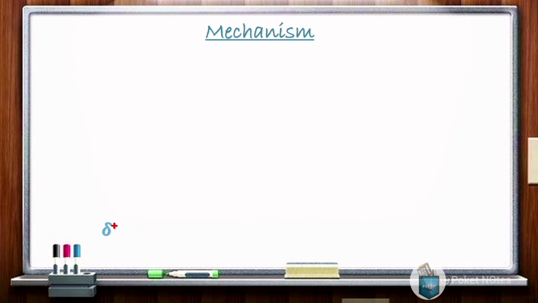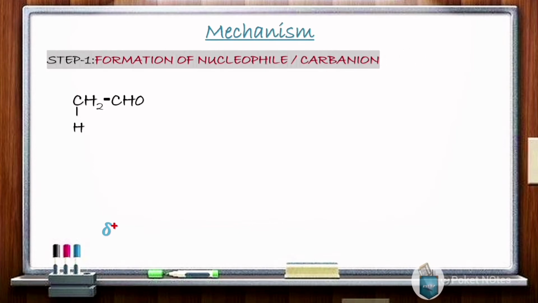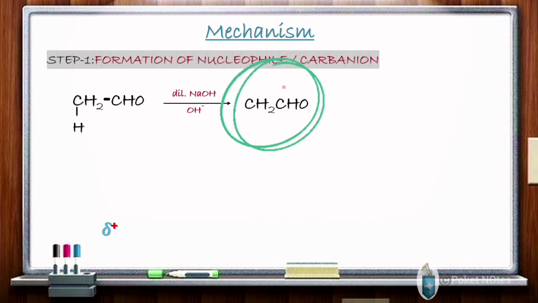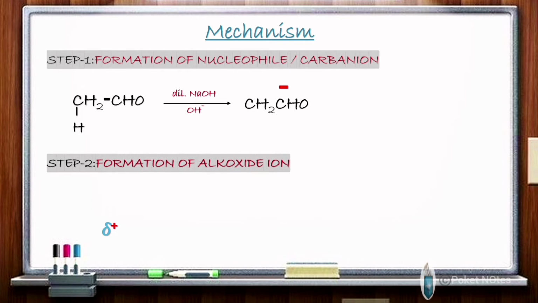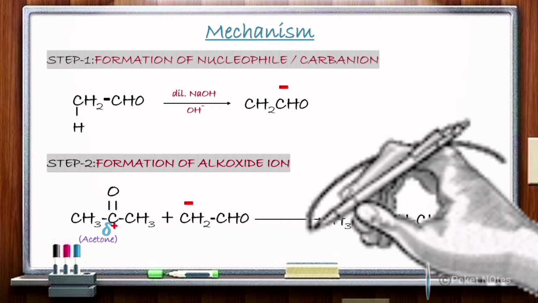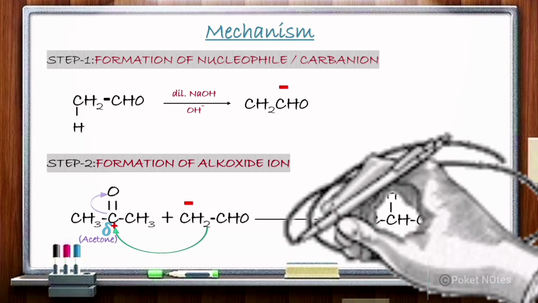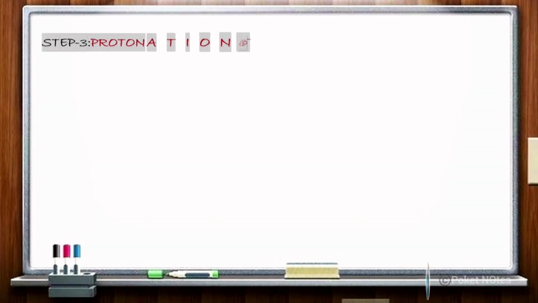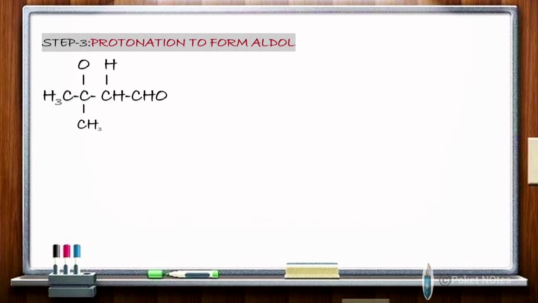Let us see the formation of one of the products through the mechanism. The first step is the formation of the nucleophile. Then this nucleophile attacks the acetone to form an alkoxide ion. Remember, this alkoxide ion is resonance stabilized. Then protonation of this alkoxide ion takes place to form aldol.